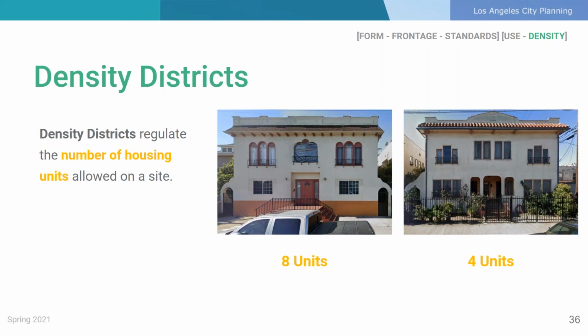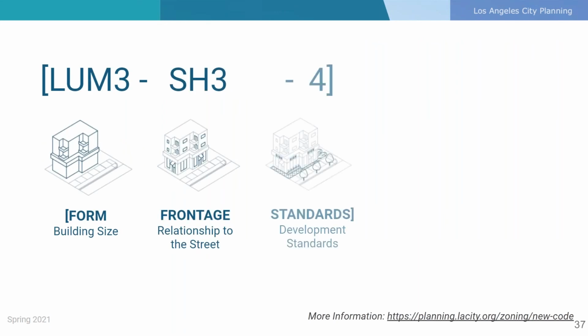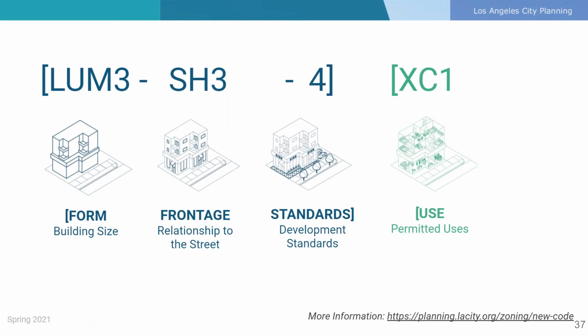As we reviewed in the previous slides, the form and frontage districts regulate the height, size, scale, and design of new buildings. The density districts regulate how many units can be built within that building, but do not regulate how large a building can be. To recap, the 5 components we just reviewed are the various districts that make up the zoning string.